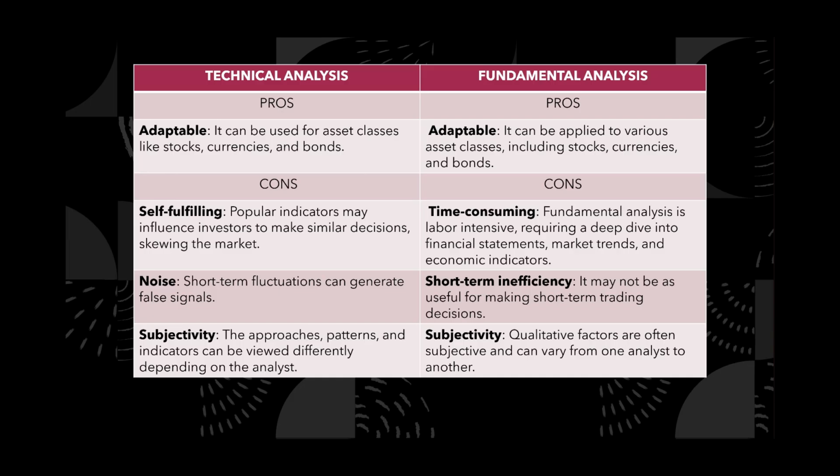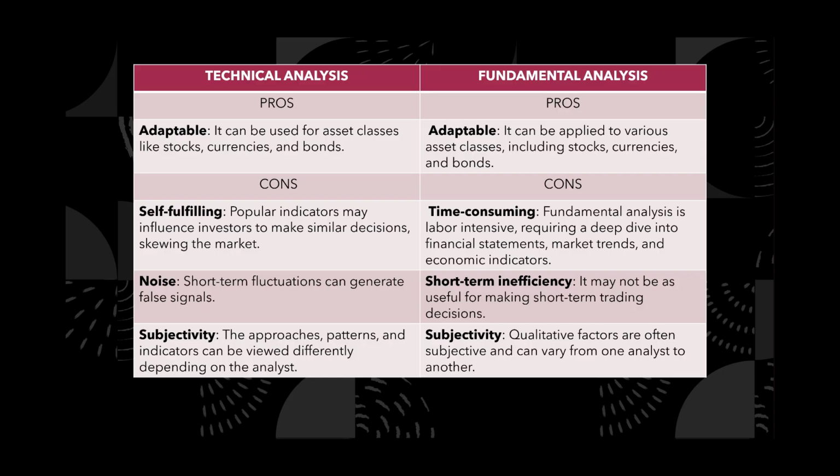First of all, it has a self-fulfilling mindset on its own. Popular indicators may influence investors to make similar decisions, skewing the market. A particular statistical tool may be biased to say, okay, maybe the market could drop further. When most market participants see such a thing, they act in the same way. Before you know it, it fulfills the prediction of the indicator itself. So that's one of those things.